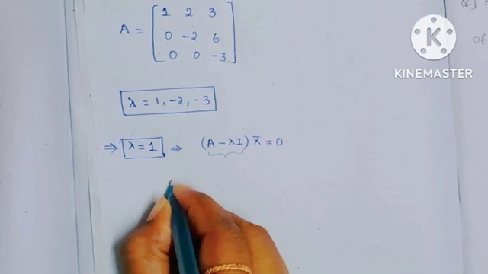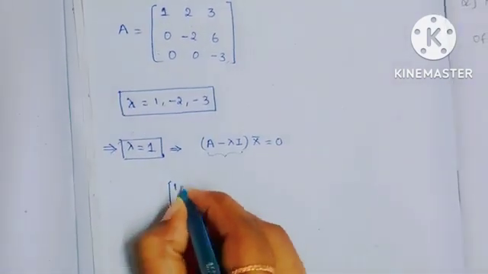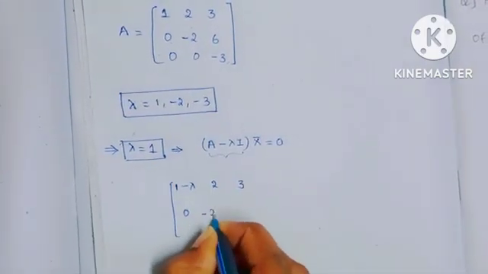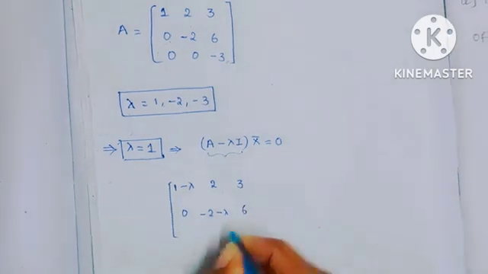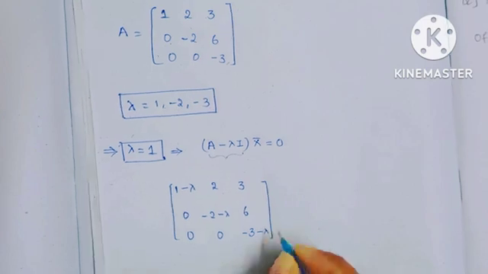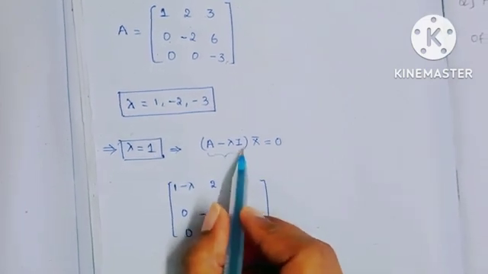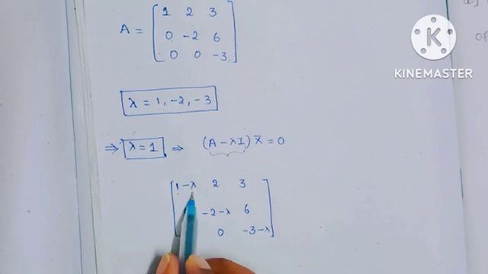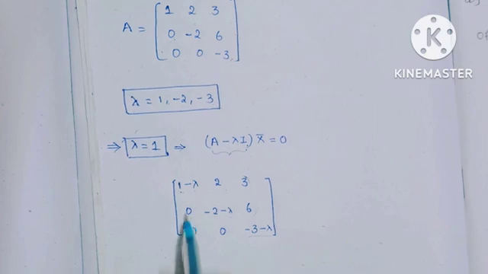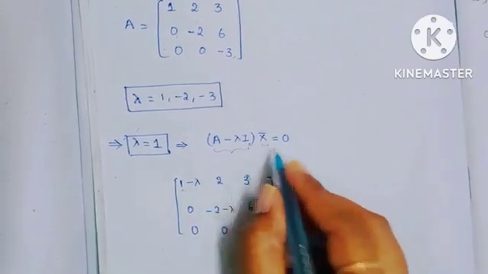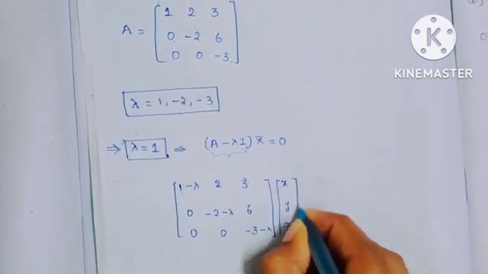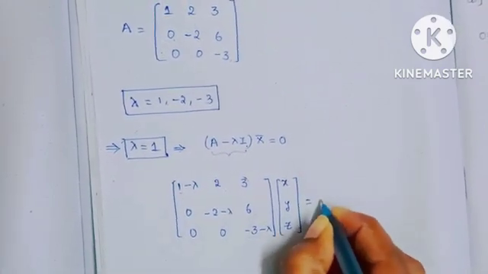So [1 minus lambda, 2, 3; 0, -2 minus lambda, 6; 0, 0, -3 minus lambda]. The identity matrix has only diagonal elements present, so only the diagonal elements will change and the other numbers will be the same. I am writing like this, and here x bar is x, y, z. We can also assume it as x1, x2, x3.